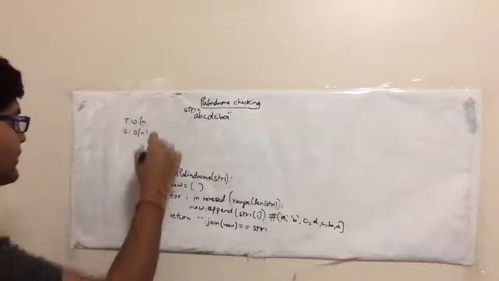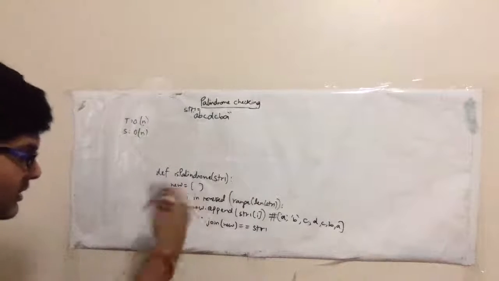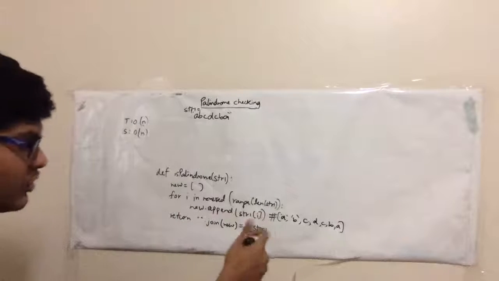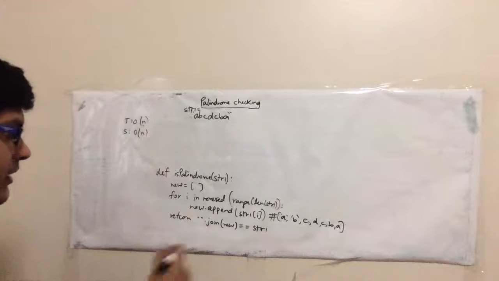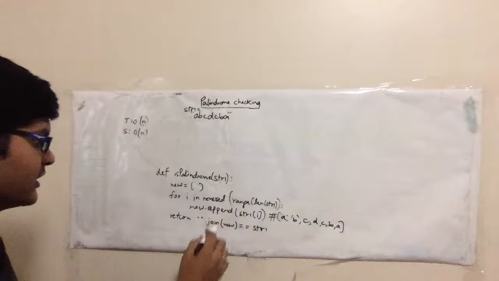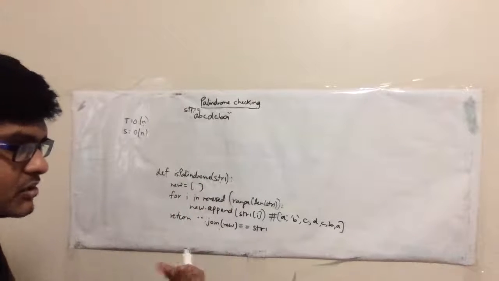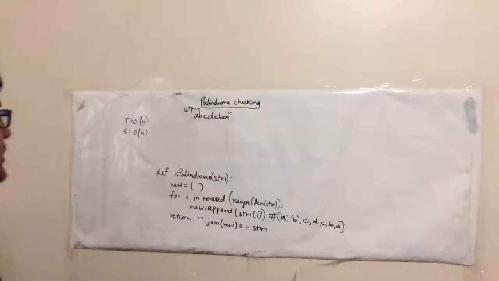So what we have done, we have created a list and joined it through the empty string here and returned whether the given string and the newly created reversed string both are equal or not. So okay.